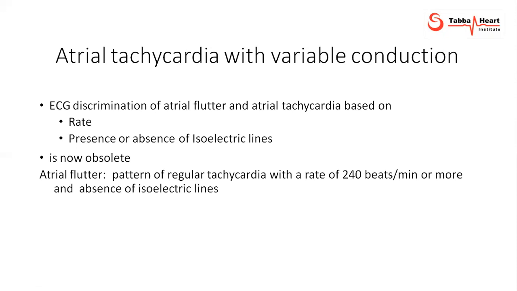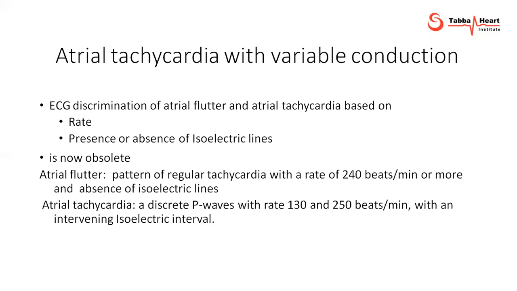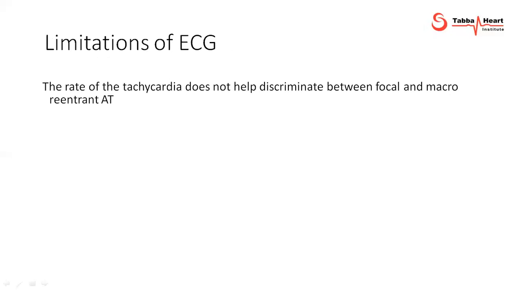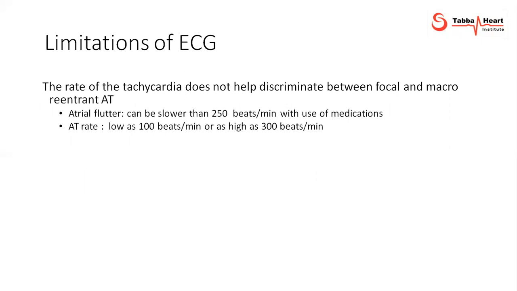Because the classic definition of flutter being more than 240 with isoelectric line, and atrial tachycardia less than 250 beats per minute with presence of isoelectric line, may or may not hold every time, right? There may be times when an atrial flutter patient is on medications and the rate goes to 200 or 210 or 190. And there may be stretches of isoelectric line in between because of so diseased an atrium. So that may not hold true.